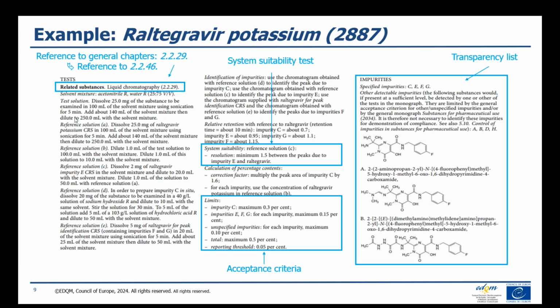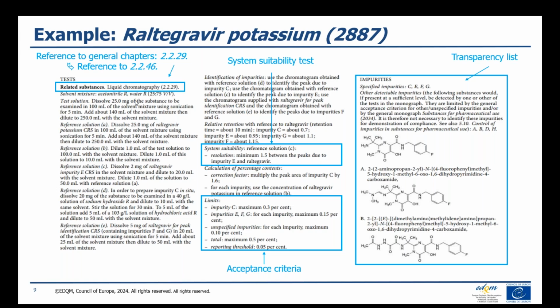Then there is the list of all reference solutions that should be prepared to analyze your substance. Here you have the system suitability test. Then there is the part for the acceptance criteria. And at the end of the monograph, you will find the transparency list. So you will see the list of all impurities that are now to be controlled by one or several methods which are described in the monograph.